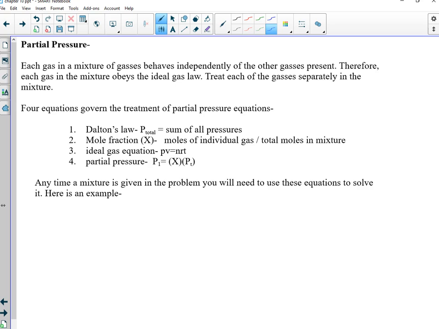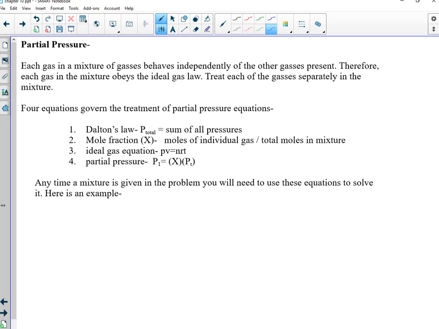And then the ideal gas equation, which is PV equals nRT, and then the partial pressure. We went over this. The pressure of 1 is equal to its mole fraction multiplied by the total pressure. Anytime a mixture is given in the problem, you will need to use these equations to solve.